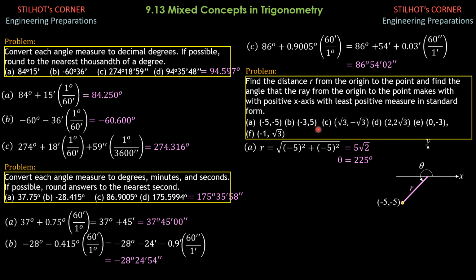For B, negative 3 comma 5, that's in the second quadrant. So let us show it first. So R is the square root of negative 3 squared plus 5 squared, 9 plus 25, so square root of 34. That's the point. This acute angle can be measured. Imagine a right triangle. Then the sides are treated all positive. So this is 5 units, 3 units. So that means this angle is inverse tangent of 5 over 3.